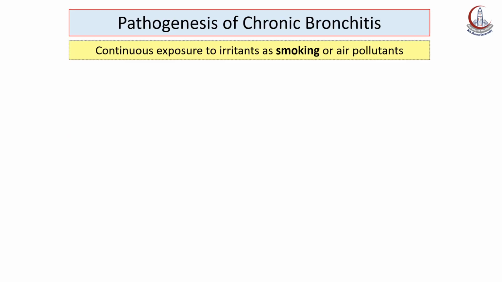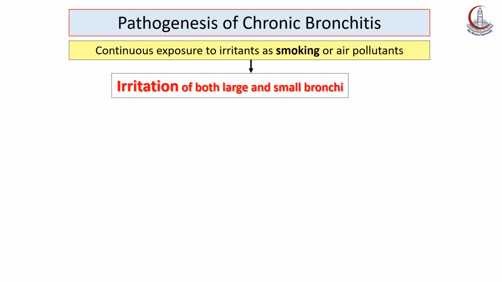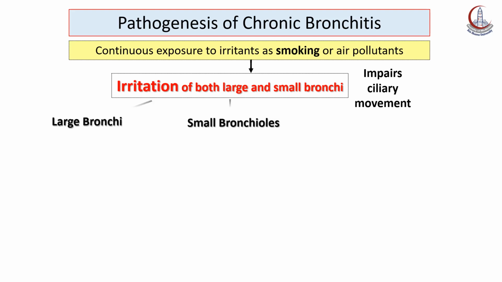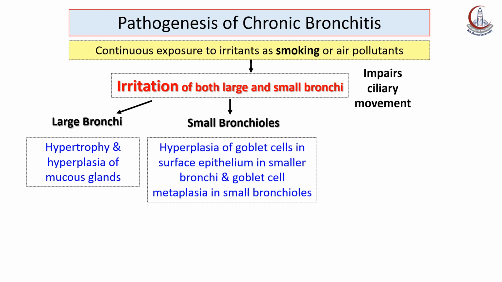obstruction. The main cause of chronic bronchitis is continuous exposure to irritants such as smoking or air pollutants, leading to irritation of both large and small bronchi. In the large bronchi, there is hypertrophy and hyperplasia of the mucus glands, and in the small bronchi, hyperplasia of the goblet cells in the surface epithelium, and also metaplasia of the respiratory epithelial cells to goblet cells. So we call it goblet cell metaplasia, and it occurs in the small bronchioles.